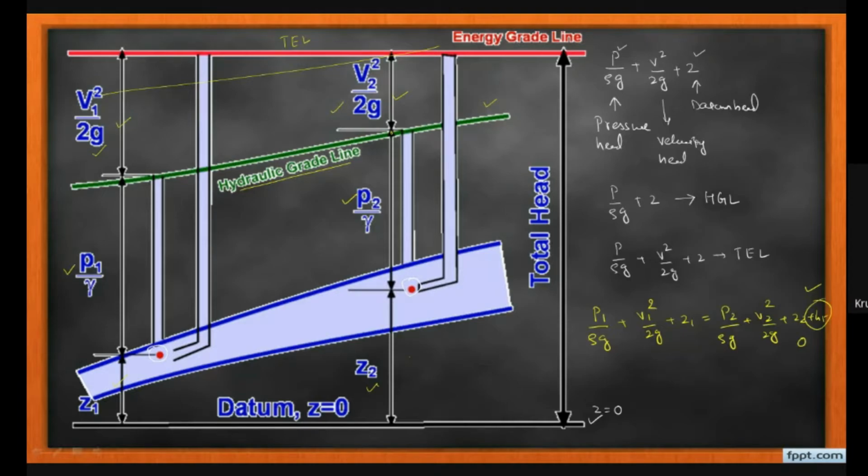Now the question arises in your mind, students, where we have to use this. For analysis of the head loss, or to find various parameters like the velocity, the diameter and the frictional factors or frictional head losses in various networks of pipe, we use the concept of TEL and HGL.